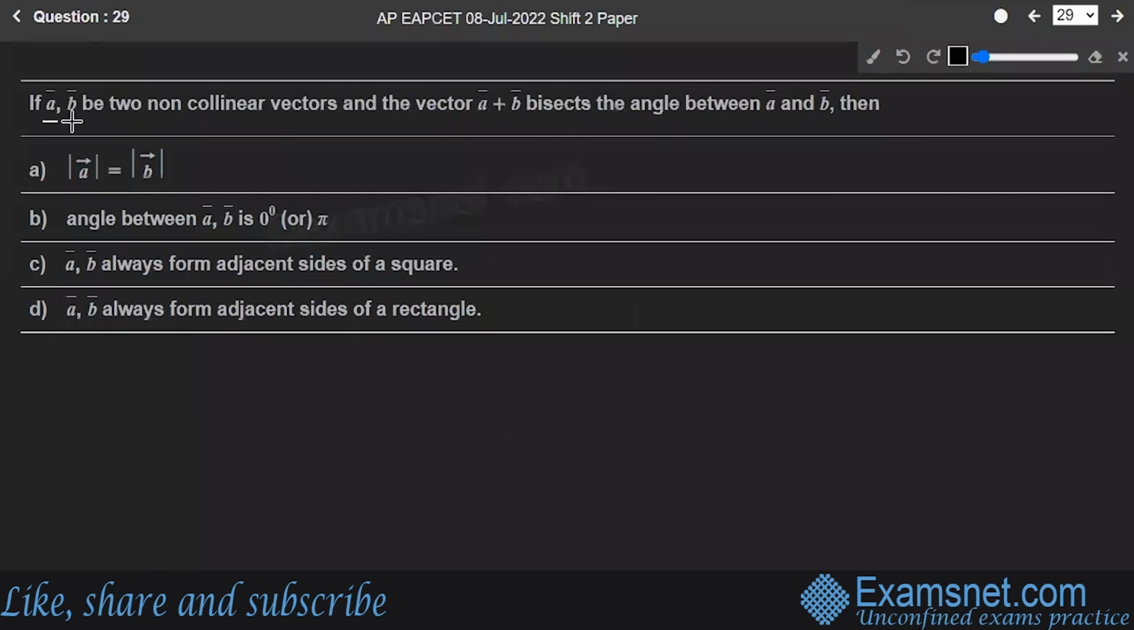Question number 29. If A and B are two non-collinear vectors and vector A plus B bisects the angle between them, then which of the following is true? First thing, let's draw them. You are given, let's draw the figure first. Wait, let me draw first.